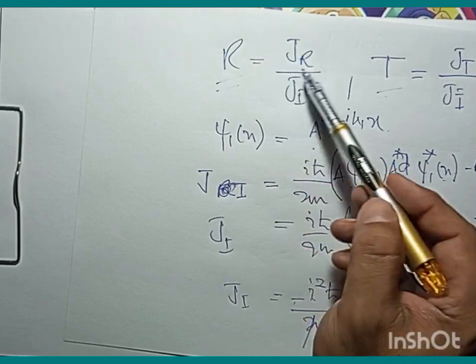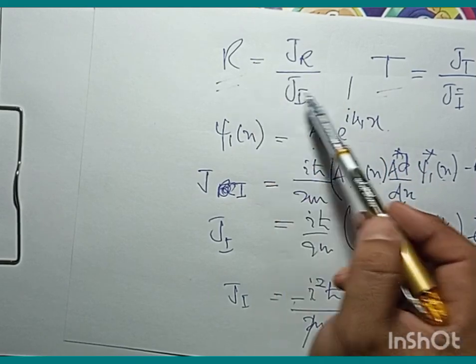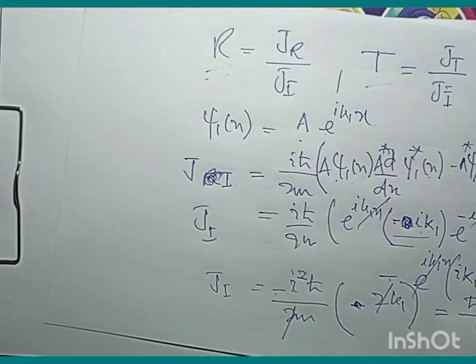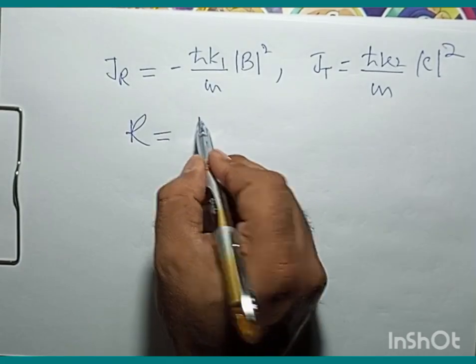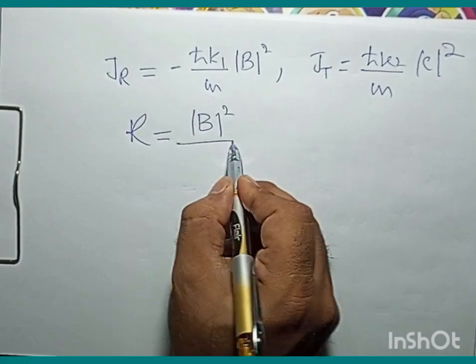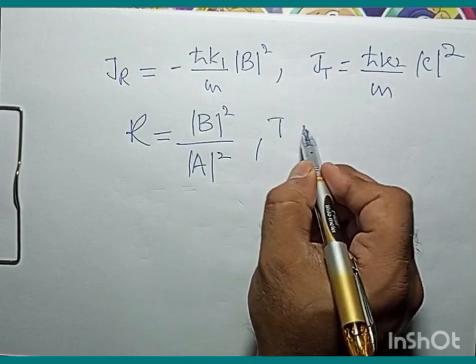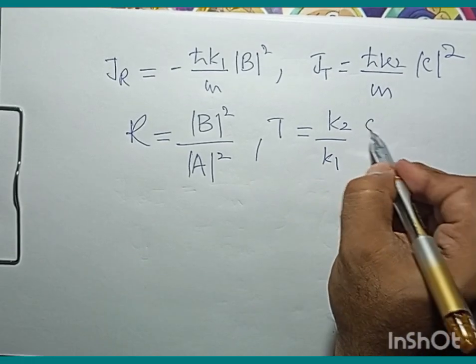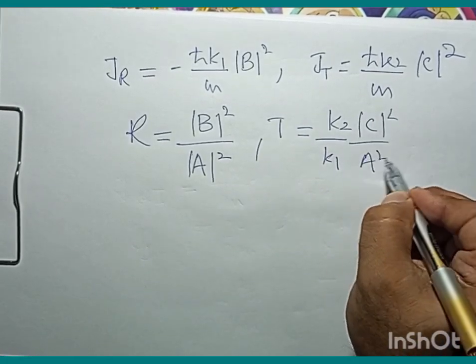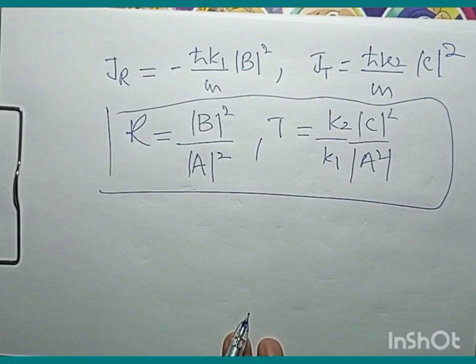So all we have to do is to substitute the value of JR and JI in case of reflection coefficient, and JT by JI. And when we do that, we obtain R as equal to B whole square by A whole square, and T comes out to be k2 by k1, then C square by magnitude of A square. So these are the two quantities that are measured here using those calculations.